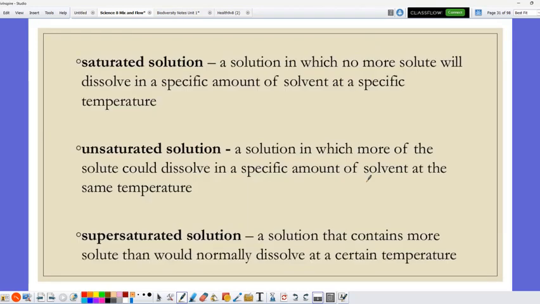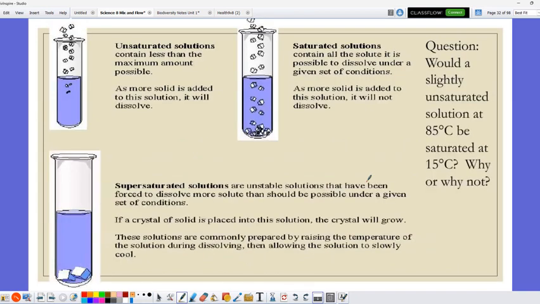And a saturated solution is a solution in which no more solute will dissolve in a specific amount of solvent at a given temperature, right? So that means the solvent is full of particles. An unsaturated solution is a solution where more of a solute could dissolve if you added to it in the given amount of solvent and, of course, at a specific temperature. And then a supersaturated solution would be, let's say you can dissolve a certain amount at room temperature, then you increase the temperature and you can get it to dissolve more, and then slowly let it cool, and now that solution holds more than it would if it was saturated. We call it supersaturated. And we looked at these slides which basically explain the same thing.